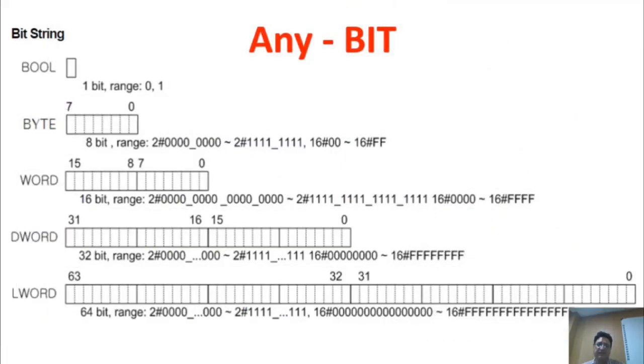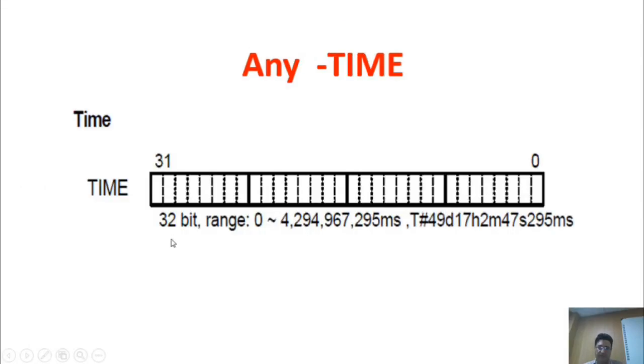Alright, our next data type is AnyBit, which, as we said, can be one of the following types. Whenever we need to perform a logical operation, we can use one of these logical data types. The next data type, as we said, is time. Time is a 32-bit data type. If we want to store a time value in our PLC, we can define a variable, set its data type to time, and store the desired time in it.